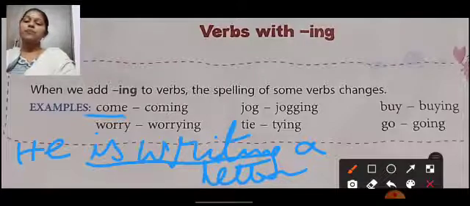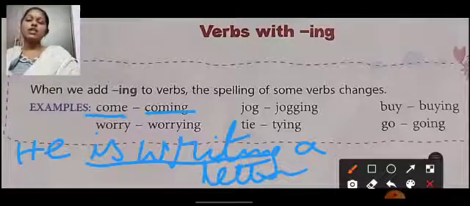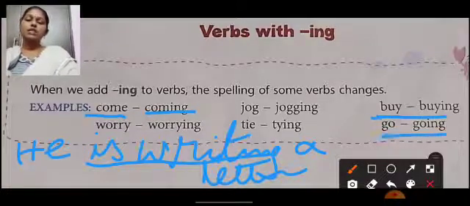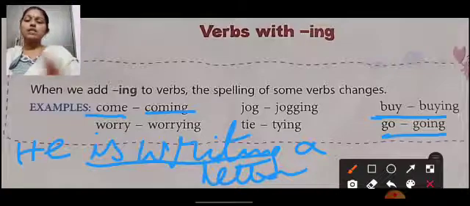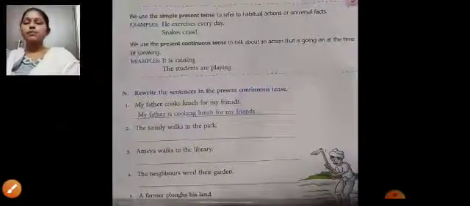Here you see come, coming. Here there is a change in the spelling even. C-O-M-E, come, and this e we have deleted, we skipped this e: coming. So when we add the ing form, there will be a change in the spelling even. Jog, jogging. Sometimes the last letter will be doubled. Sometimes there will be no change in the spelling. To some words there will be no change, and to some words there will be a change in the spelling.